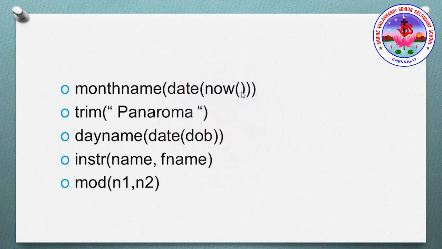So now gives both date and time. From that one we are extracting only the date portion. From the date portion we are going to calculate the month name. So we know now and current date give both date and time. So from that one we have to extract the date portion using the date function, and then from that we can use monthname.